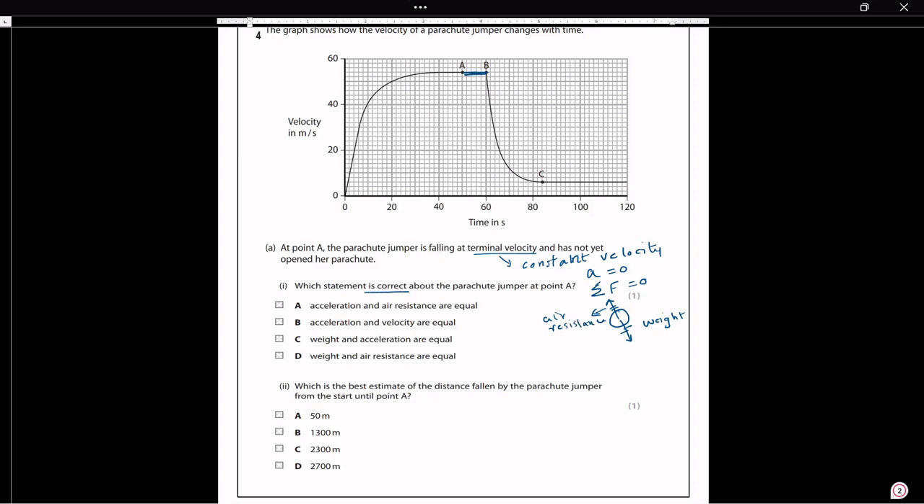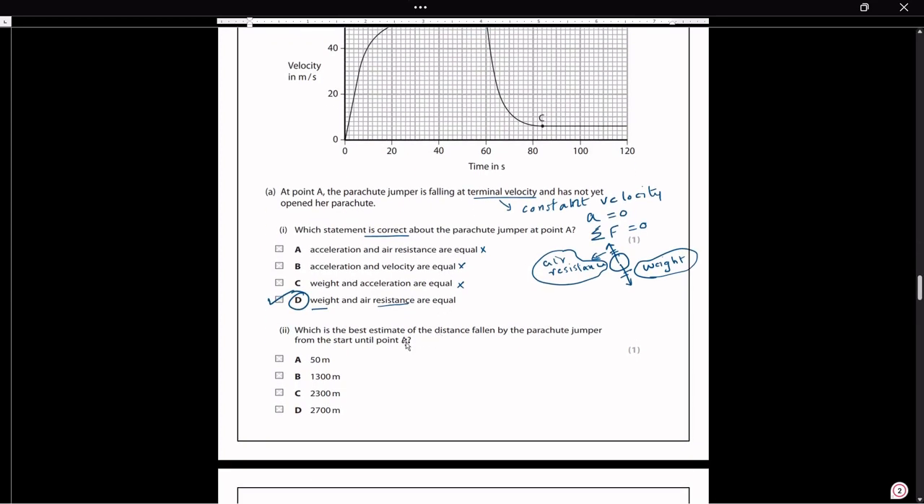Now let us see one by one. Acceleration and air resistance are equal? No. Acceleration and velocity are equal? No, this is not true. Weight and acceleration? No. Weight and air resistance, yes. This is the weight, the downward one. The upward one is the air resistance. These two are equal. So D is the correct answer.